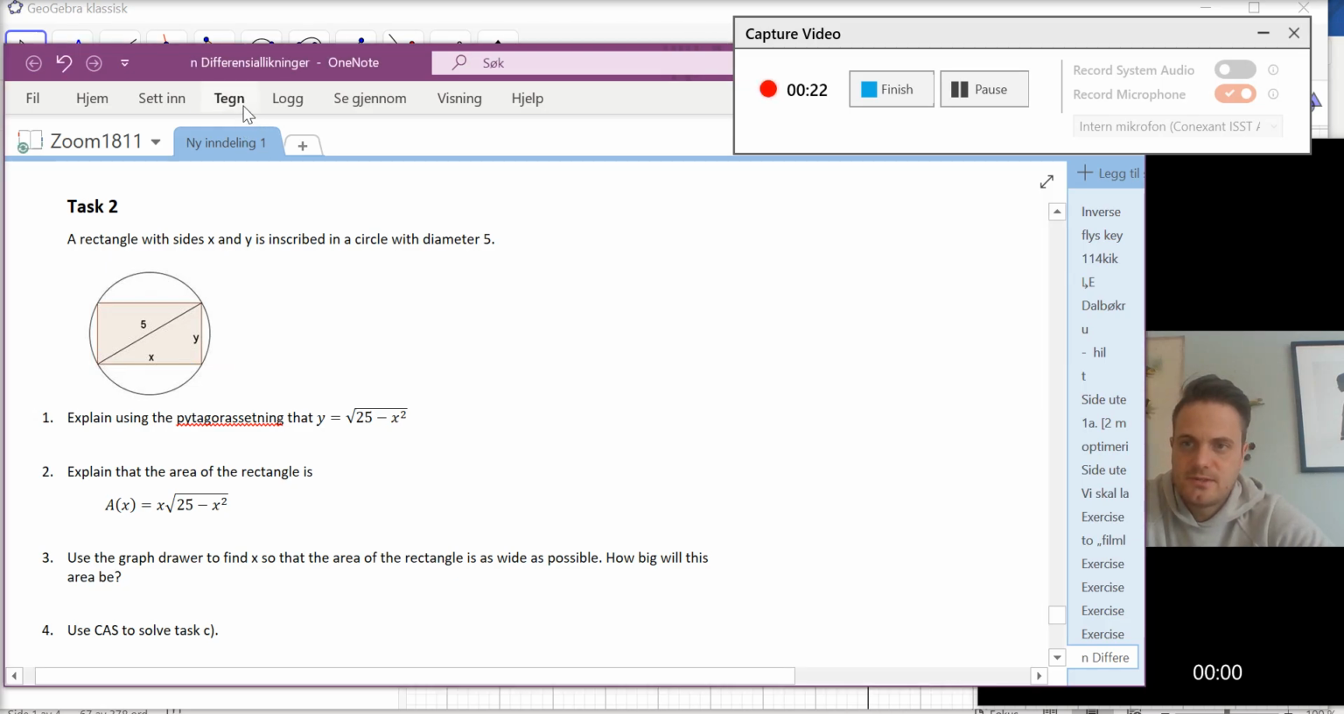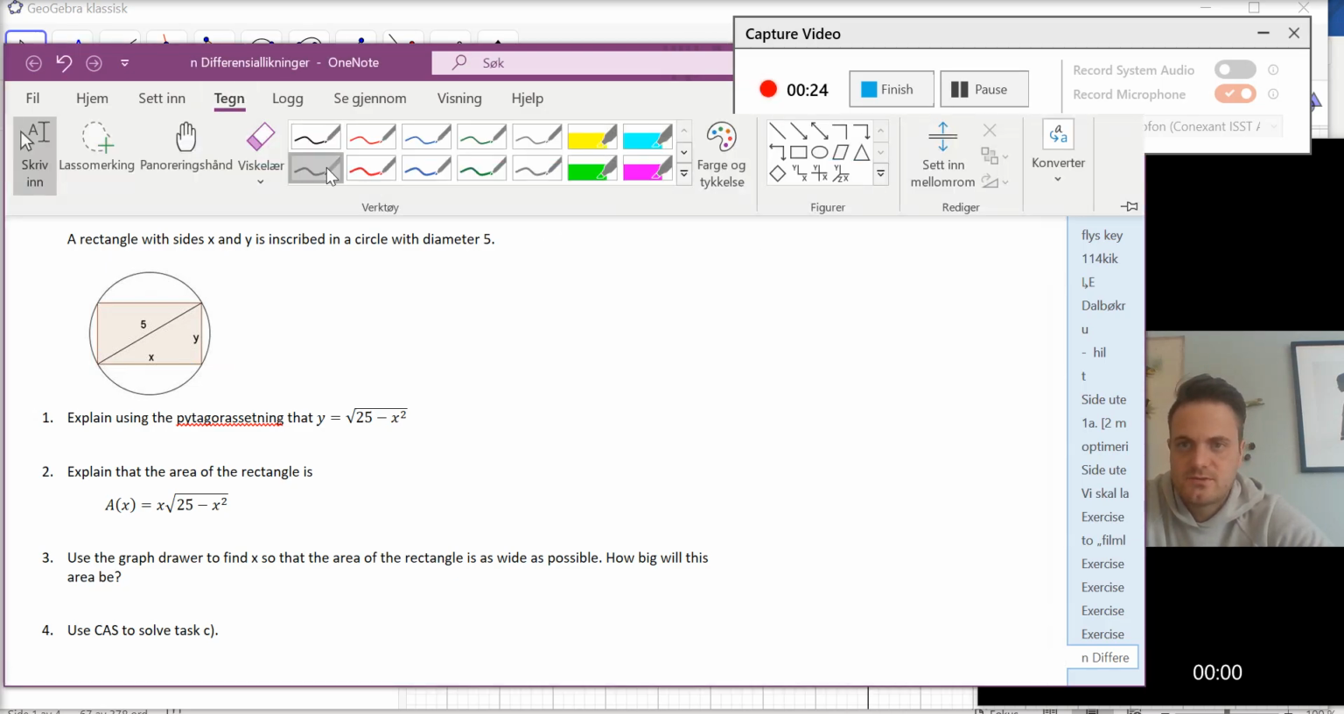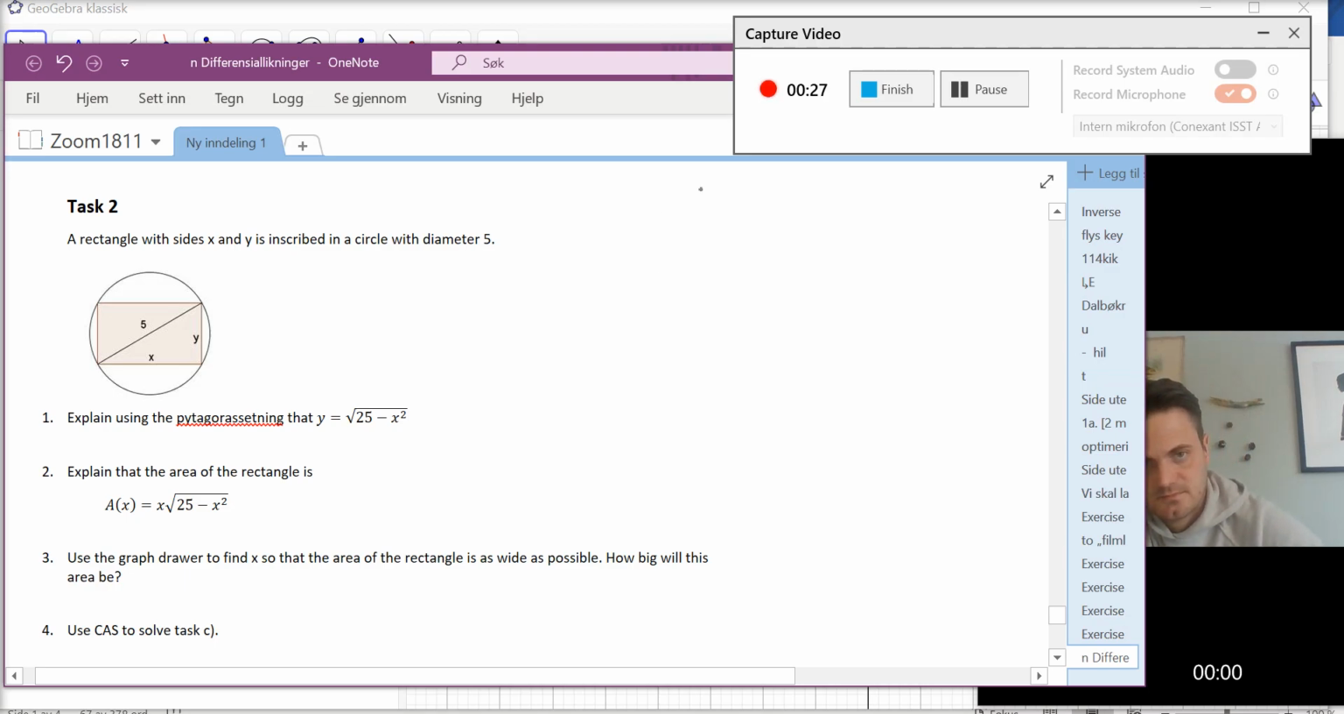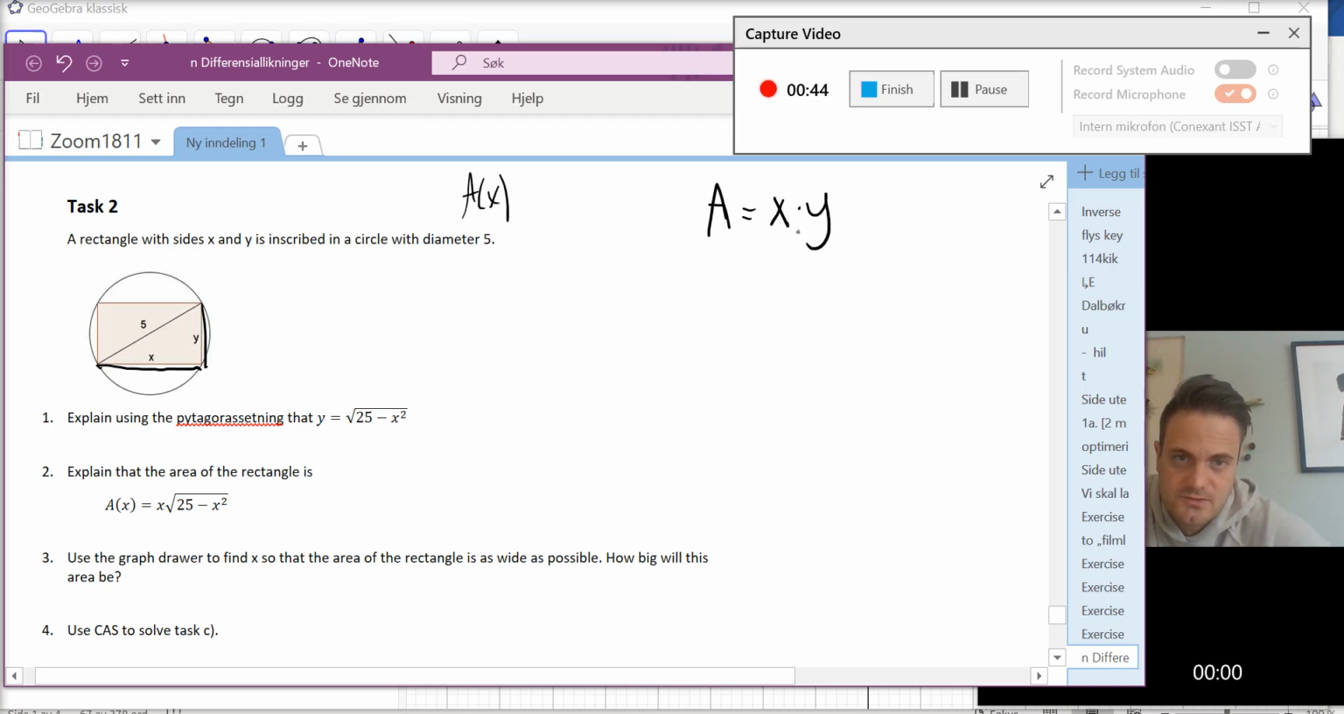The first thing we have to do, or the best way to start here, is to put up the formula for what we are finding the area of, and the area of the rectangle is of course this side times this side, x times y. But we want the area as a function of x, and here we have two variables. We can't have two variables, so I need to get rid of this y here. And there's a hint here.